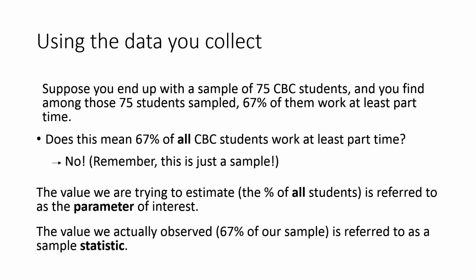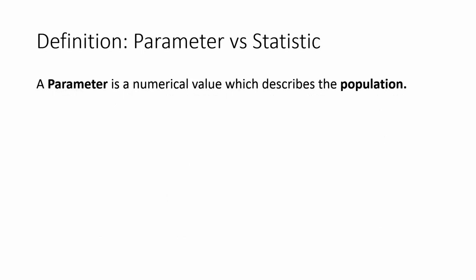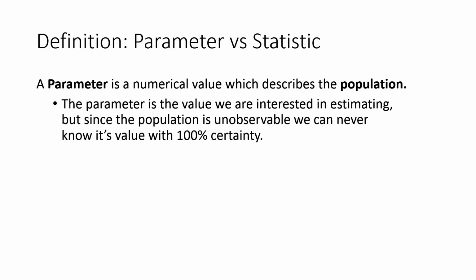So the field of statistics is sort of this overall process where we collect data, analyze it, and make inference. But a statistic itself is a numerical measure of the sample. So I'll give you a few more definitions here. We distinguish parameters from statistics. A parameter is a numerical value which describes the population. So parameter, population, they both start with P. That's kind of convenient. That's the value we're interested in estimating, but of course, since the population is unobservable, typically we can't ever know the parameter with 100% certainty.